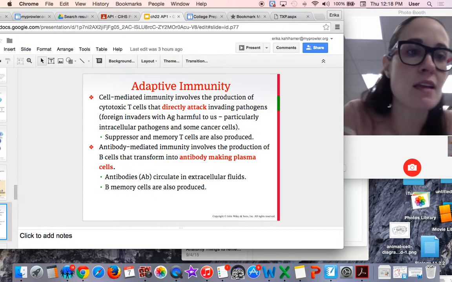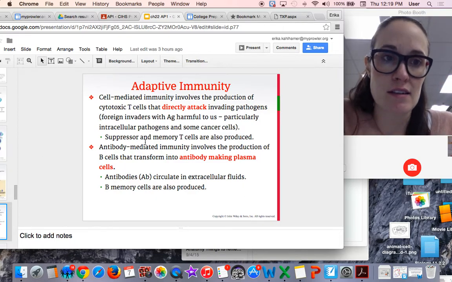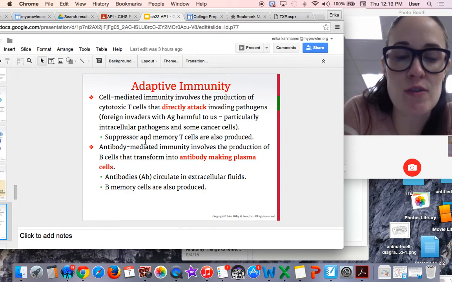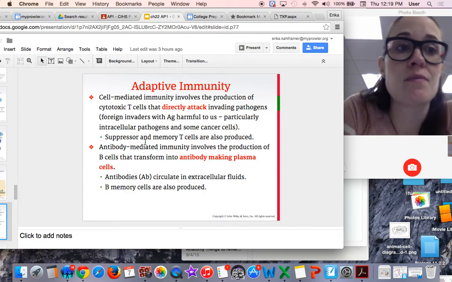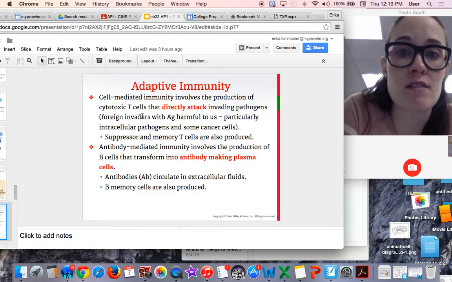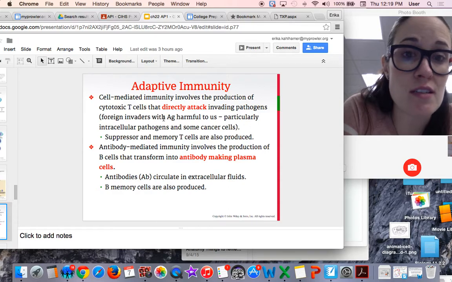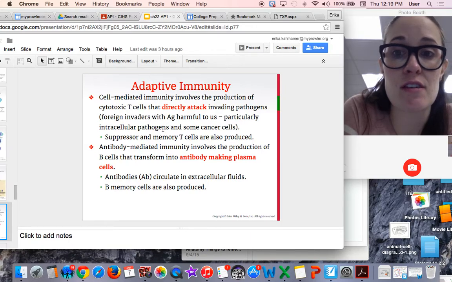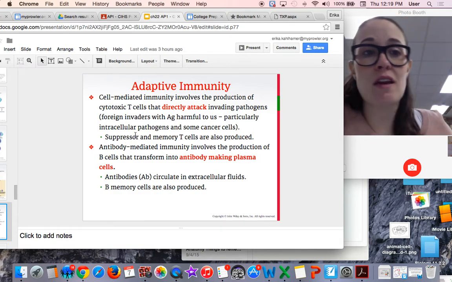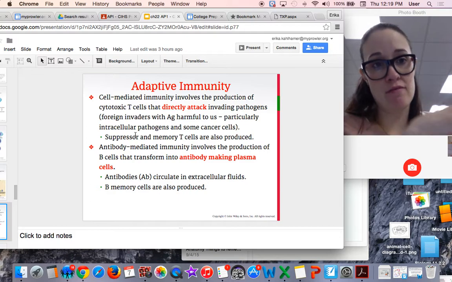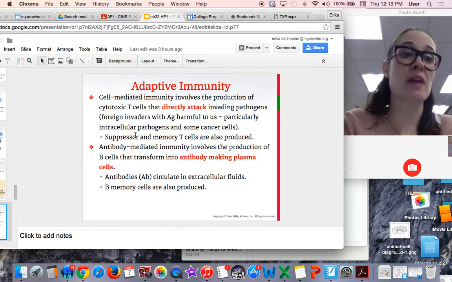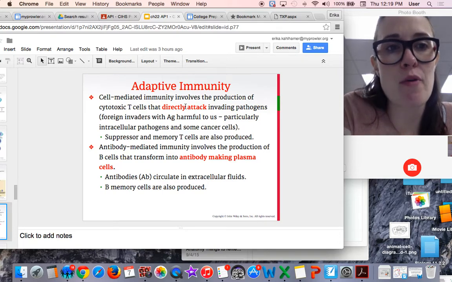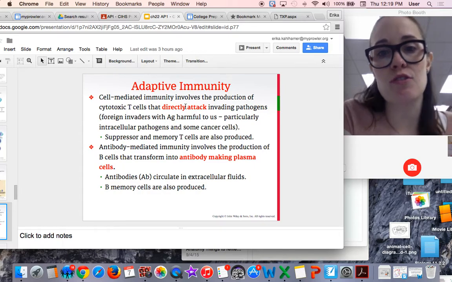It's mainly involving these cells called cytotoxic T cells. Those are the CD8 cells, and what they do is they will directly attack. They will find cells that are infected by foreign invaders with an antigen that is harmful to us, that is already in the cell, so an intracellular pathogen, or they destroy cancer cells, okay? And in cell-mediated immunity, there's direct killing going on, okay? But also, suppressor cells are being produced, and memory T cells are being produced that remember that specific antigen that the helper cells show them.